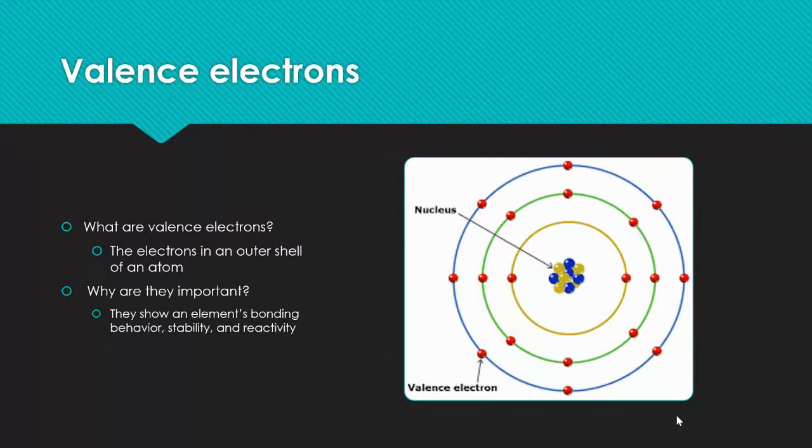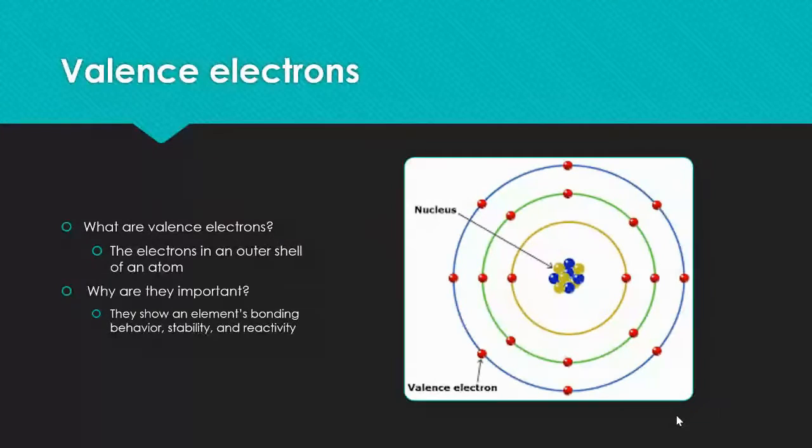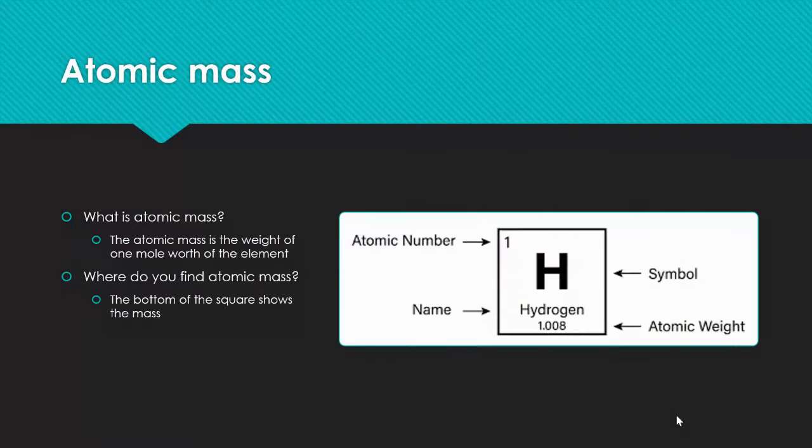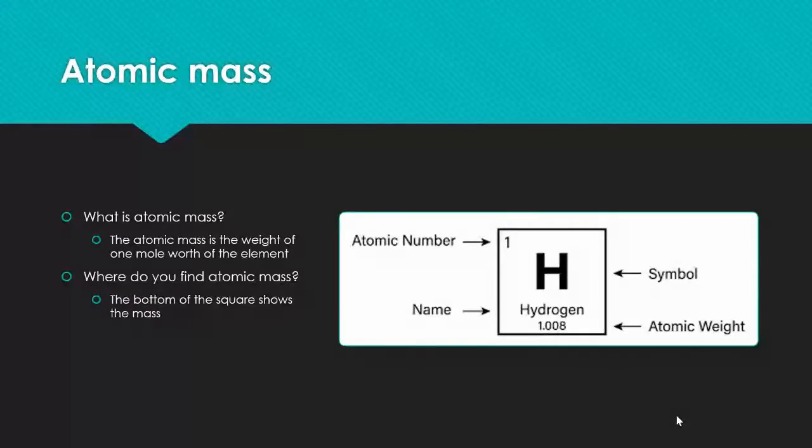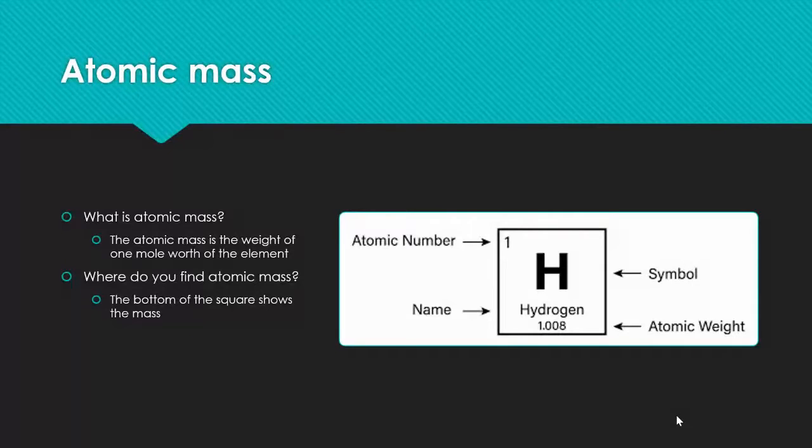So valence electrons are the electrons in an outer shell of an atom. They're important because they show the elements' bonding, behavior, stability, and reactivity. The atomic mass is the weight of 1 mole worth of the element, and you find the atomic mass at the bottom of the square, and the atomic number is at the top, and the middle is the symbol, and the name is below the symbol, and these are all important as you go higher up in chemistry.